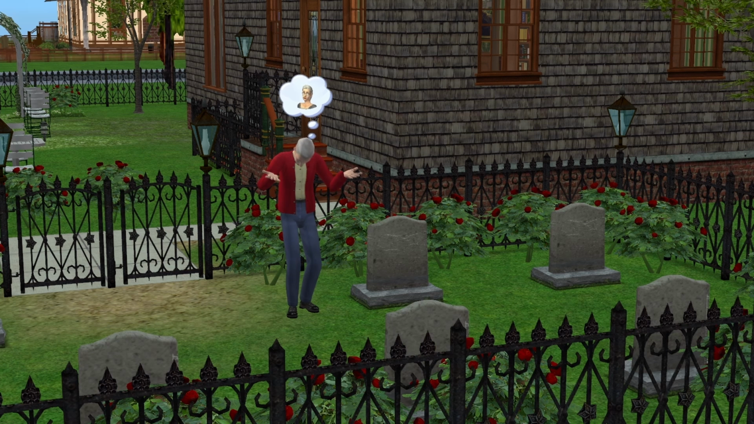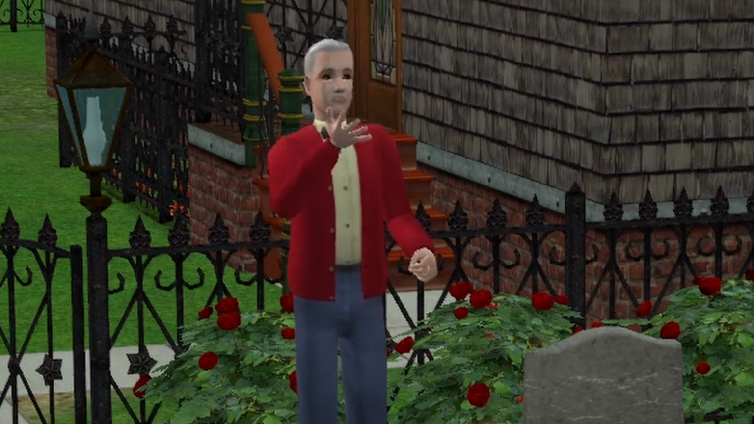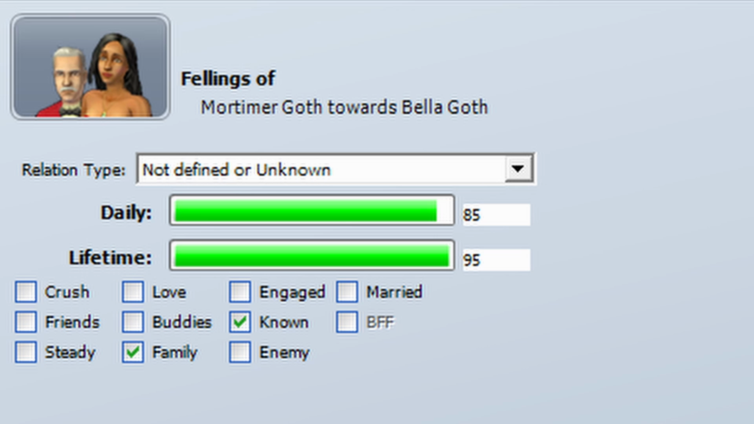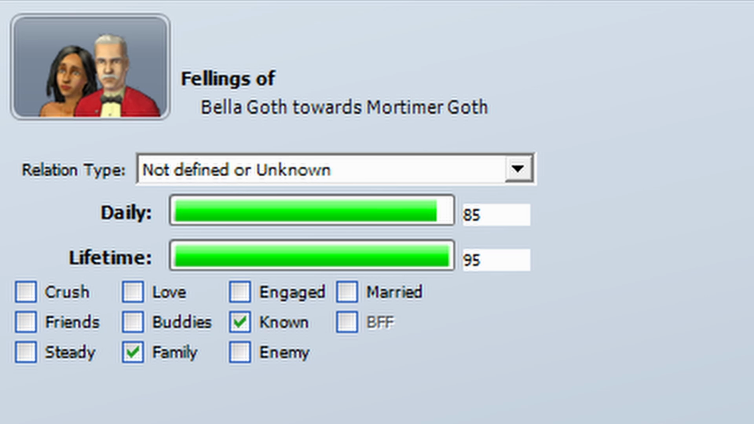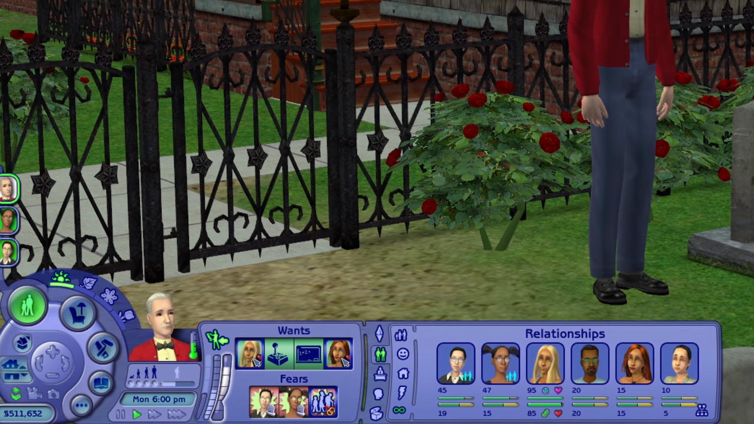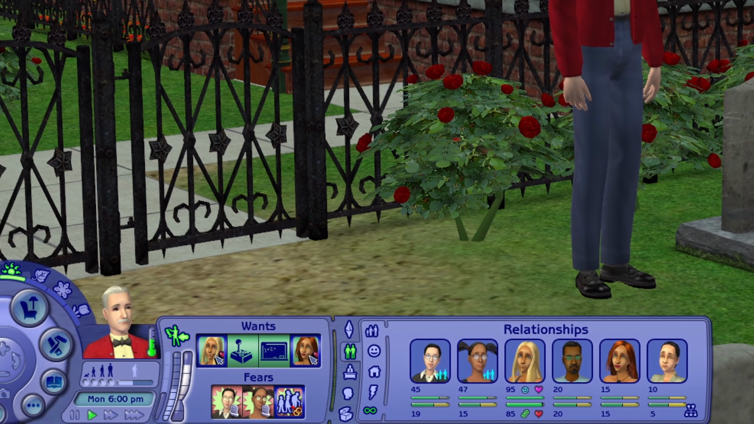There's just one problem which I wasn't able to solve during my investigation. Mortimer Goth. You see, he has the known flag checked for his relationship with Bella, and so does she for him, and yet she does not appear on Mortimer's relationship panel. I have no idea why.